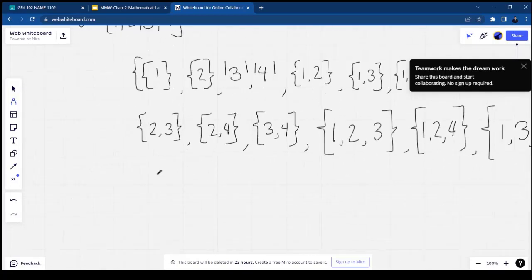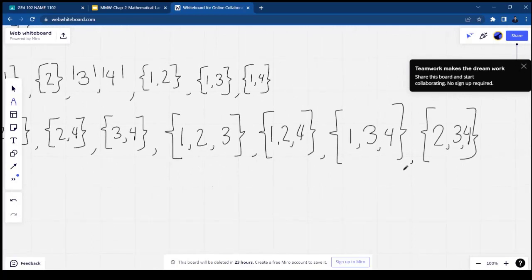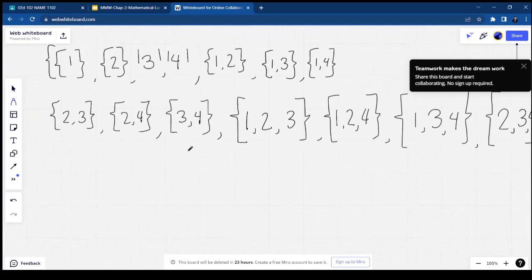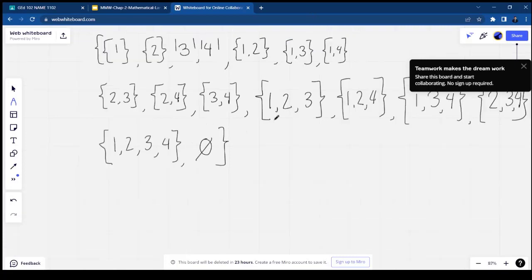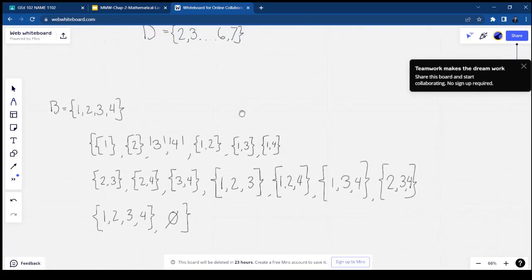Malaki na yung draw. So, ayan. Tapos na natin ang sets of 3. Check natin. Okay na. Then, sets of 4 naman tayo para mabuo natin. 1, 2, 3, and 4. Yan. Then, huwag natin kakalimutan ang null. So, ito. This is how we get a power set.